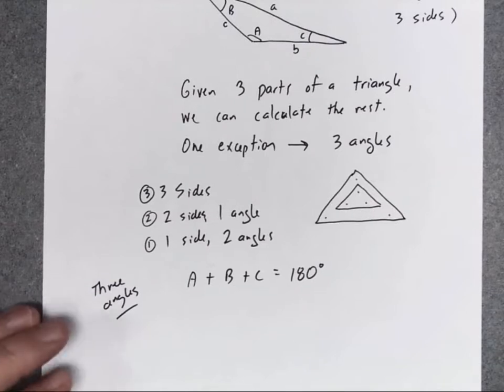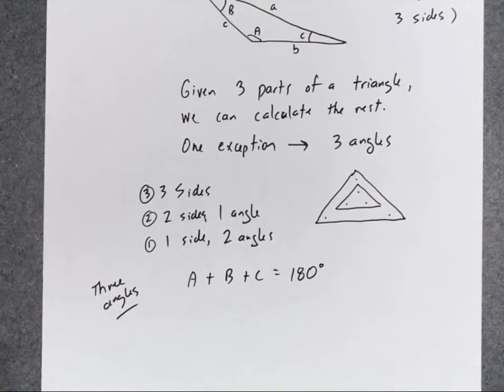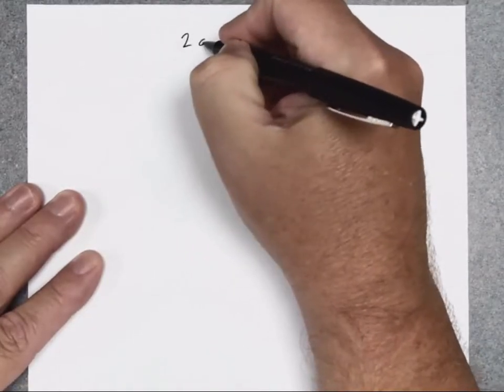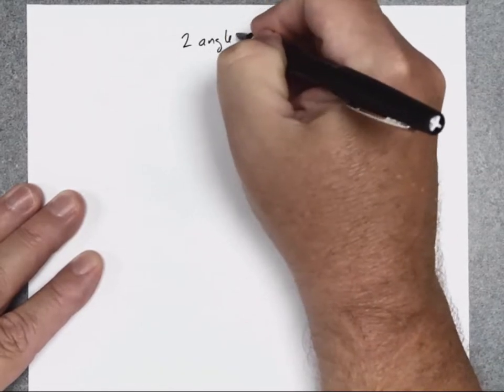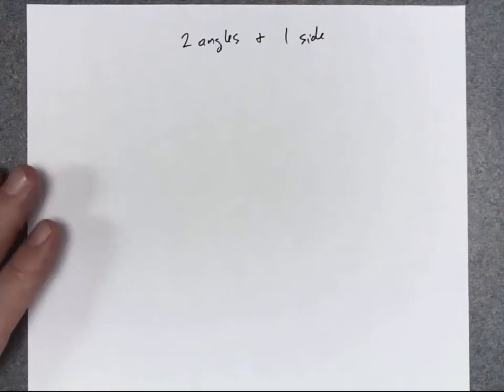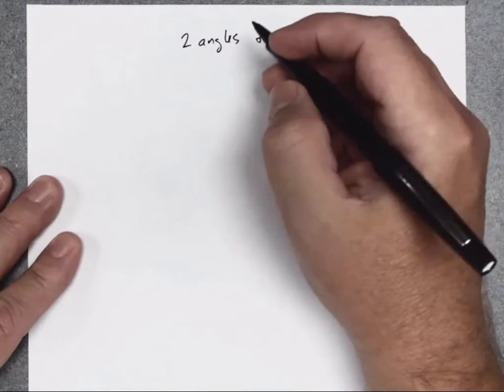So let's dive in, and we're going to first look at the situation where you're given 1 side, or how about this? Let me get a new sheet of paper. The first kind of triangle to solve, let's just say you're given 2 angles and 1 side. Now if we're given 2 angles and 1 side, it's pretty straightforward.